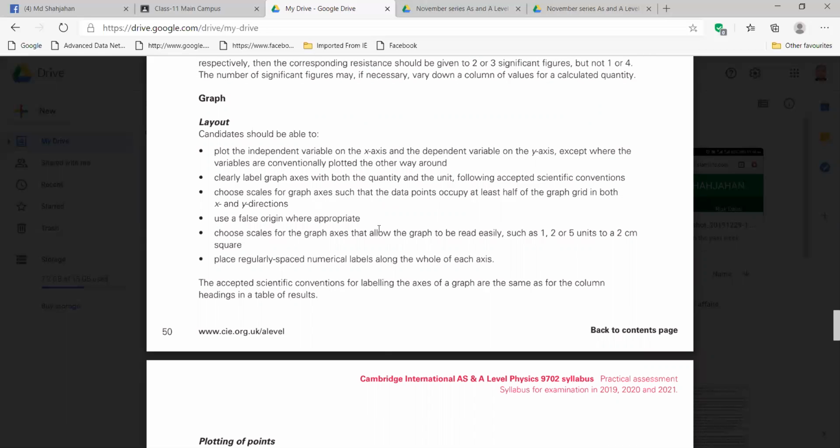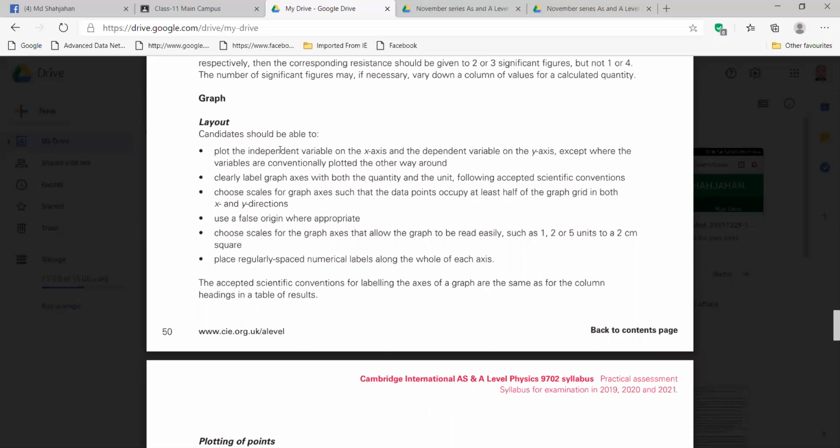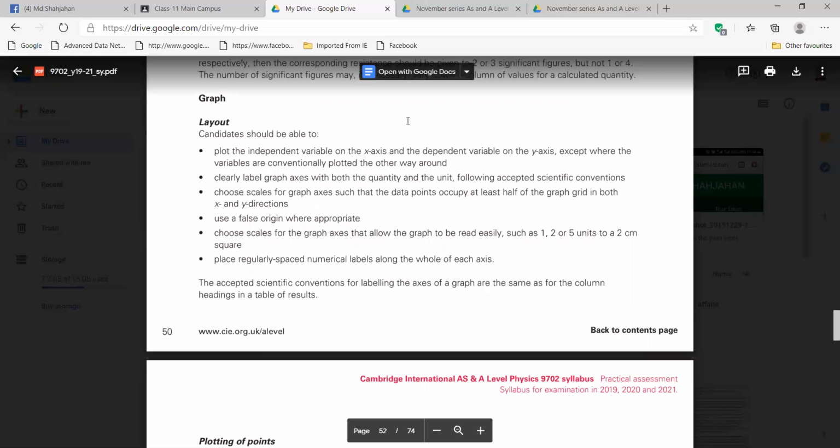Yes, sir. Okay, now can you please read out this from the graph? Plot the independent variable on the x-axis and dependent variable on the y-axis, except where the variables are conventionally plotted the other way around. Clearly labeled. For every point, we have some discussions.